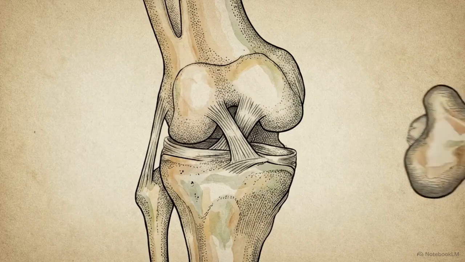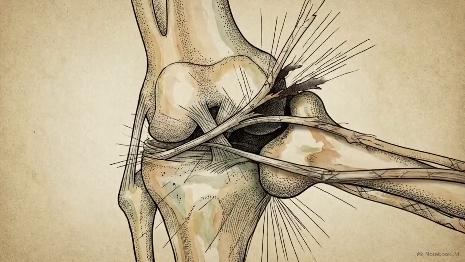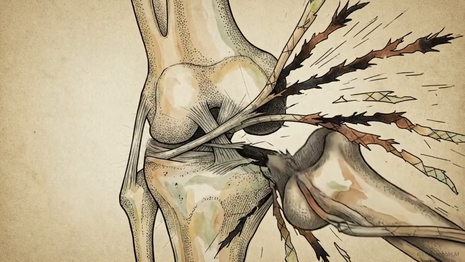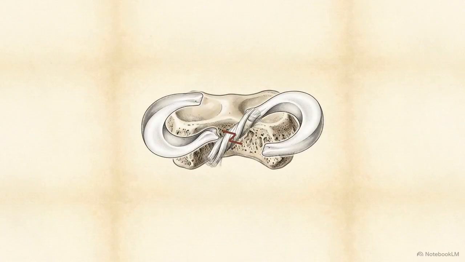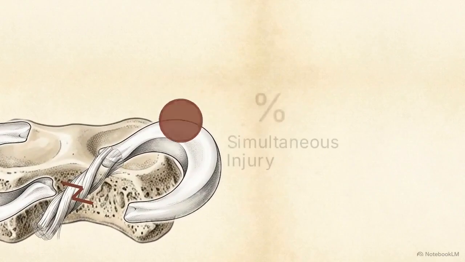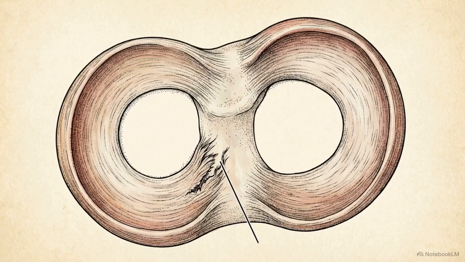To understand the collateral damage of an anterior cruciate ligament rupture, we have to look at the violent rotational trauma that causes it. When the knee undergoes a high-impact pivot shift, the ACL tears. The damage rarely stops at the ligament. Up to 42% of ACL-deficient knees harbor a simultaneous injury to the posteromedial meniscocapsular junction. Orthopedic surgeons call this a ramp lesion.